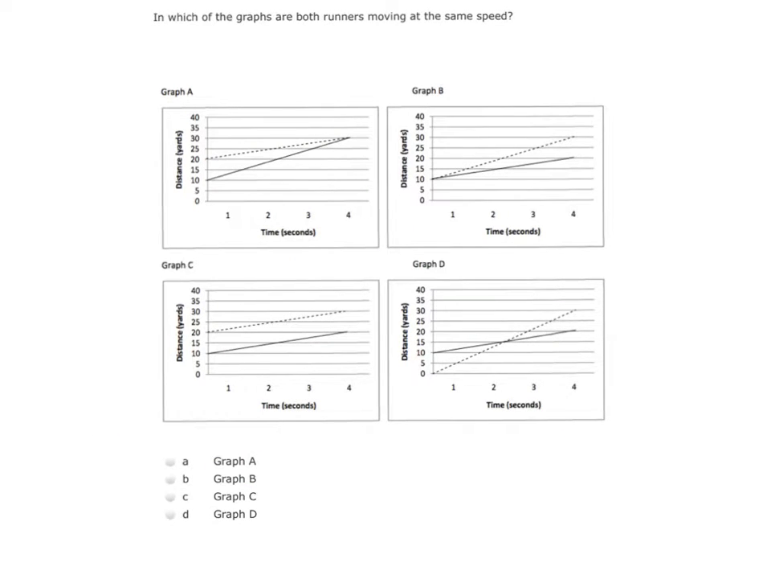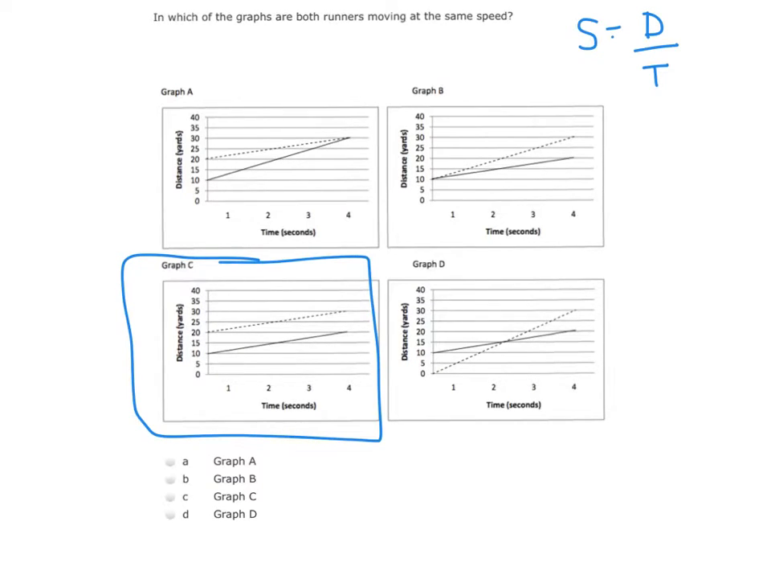For this question, it says, in which of the graphs are both runners moving at the same exact speed? We need to remember that speed equals distance divided by time. So on these graphs, we're looking for two runners that covered the same amount of distance in the same amount of time. For this question, the answer is graph C. You can see that both runners were moving at the same exact speed because they both covered 10 meters in 4 seconds.